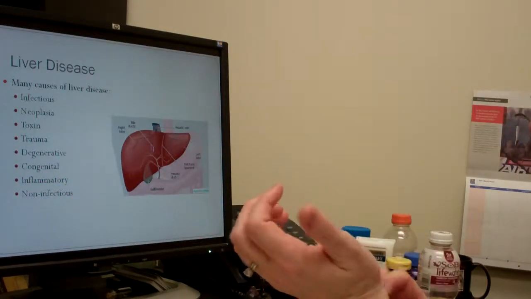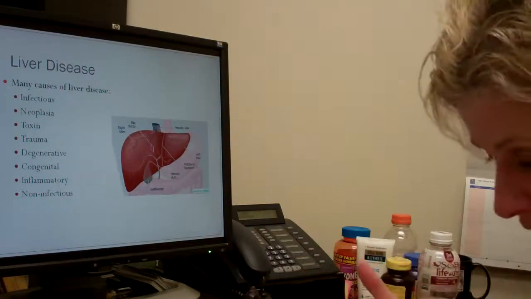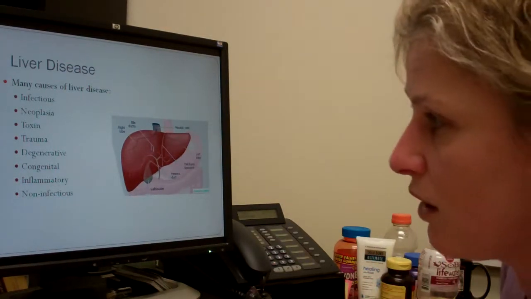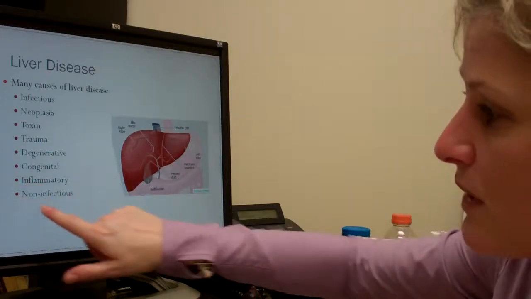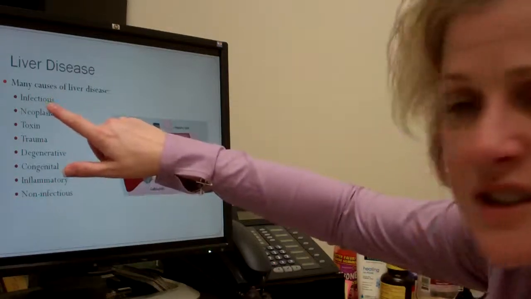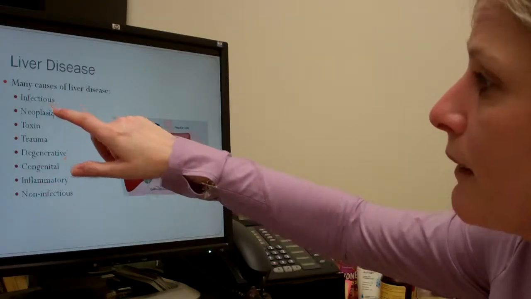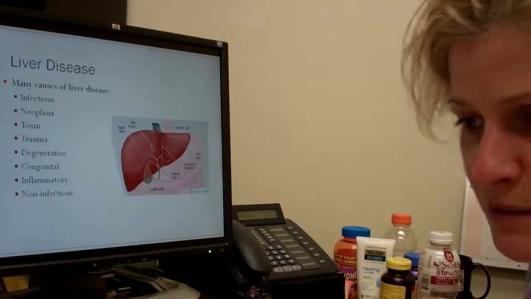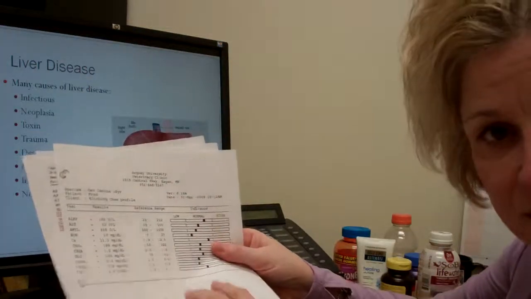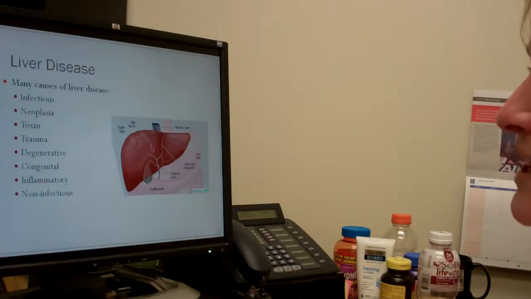Inflammatory, things that cause inflammation. Well, that can be so many different things. But remember, the second line of defense with the immune system was inflammation. Drugs can cause inflammation. Drugs is another example of non-infectious reasons that can cause liver disease. Infectious, I hope you thought of infectious hepatitis like CAV, canine adenovirus type 1. There are so many different things, but again, this test is not going to specifically say it's liver cancer. No, it's going to tell you there's a problem here. Look further. Do some other tests.